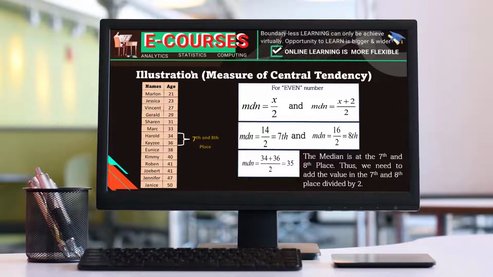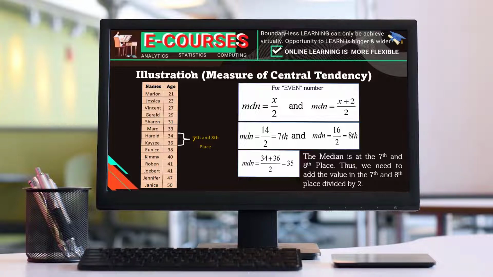So based on the calculation, the median is located between the 7th place and the 8th place. Identify the value in the 7th place and the value in the 8th place, then divide by 2. So 34 plus 36 divided by 2 will become 35. So the median, at the 7th and 8th place, is 35.